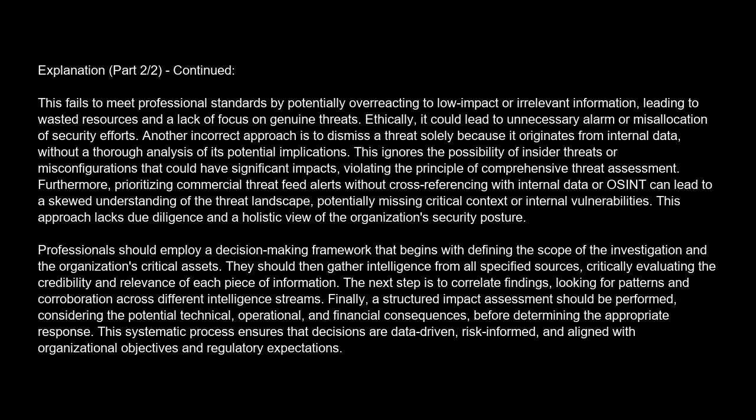Professionals should employ a decision-making framework that begins with defining the scope of the investigation and the organization's critical assets. They should then gather intelligence from all specified sources, critically evaluating the credibility and relevance of each piece of information. The next step is to correlate findings, looking for patterns and corroboration across different intelligence streams. Finally, a structured impact assessment should be performed, considering the potential technical, operational, and financial consequences before determining the appropriate response. This systematic process ensures that decisions are data-driven, risk-informed, and aligned with organizational objectives and regulatory expectations.